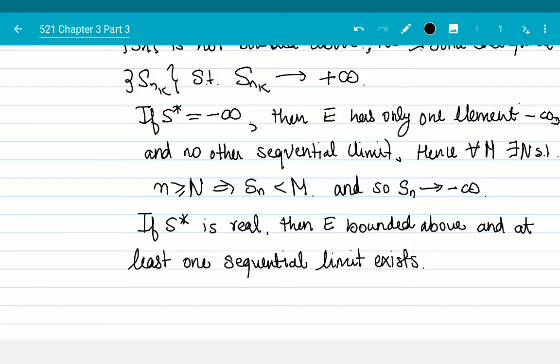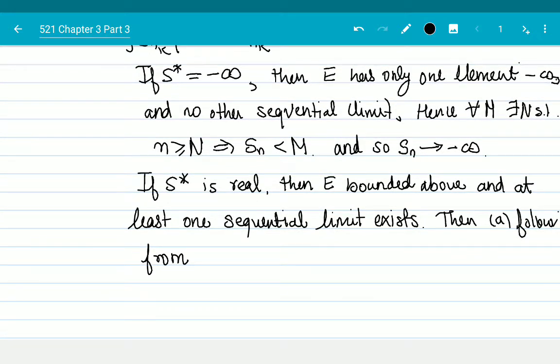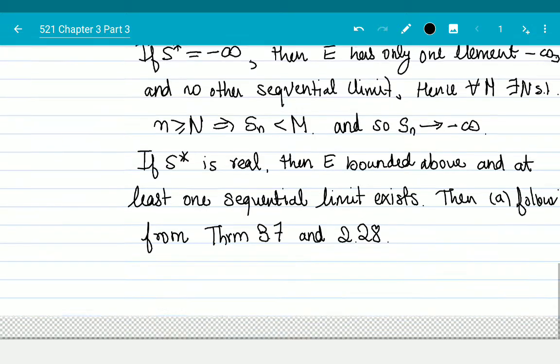So A follows from the fact that E is a closed subset, and that the supremum and infimum of a closed subset belong to the set. So A follows from which two things? Theorem 3.7 and 2.28.